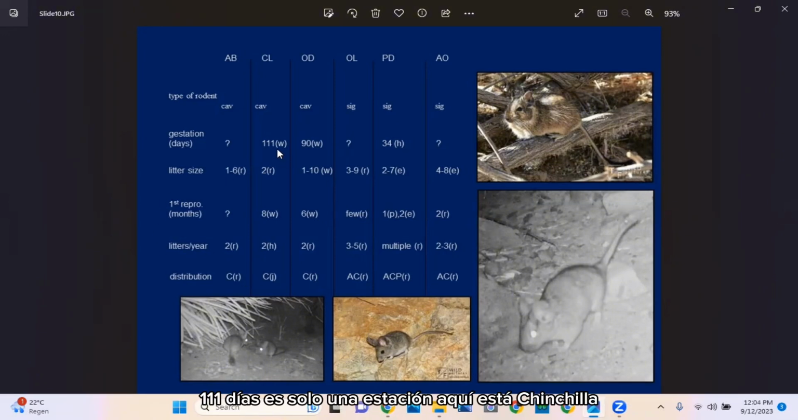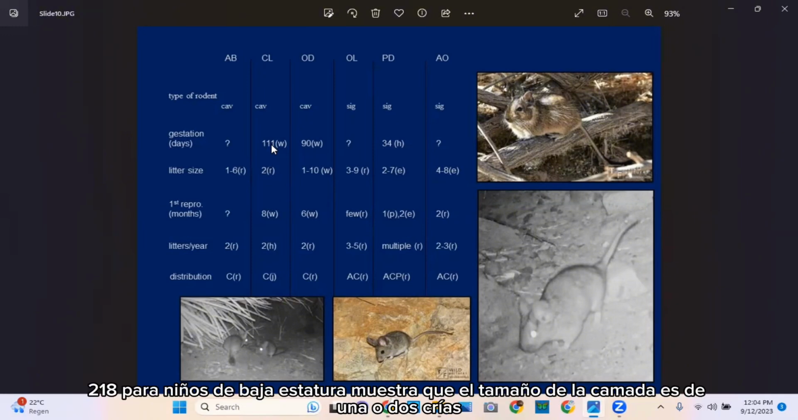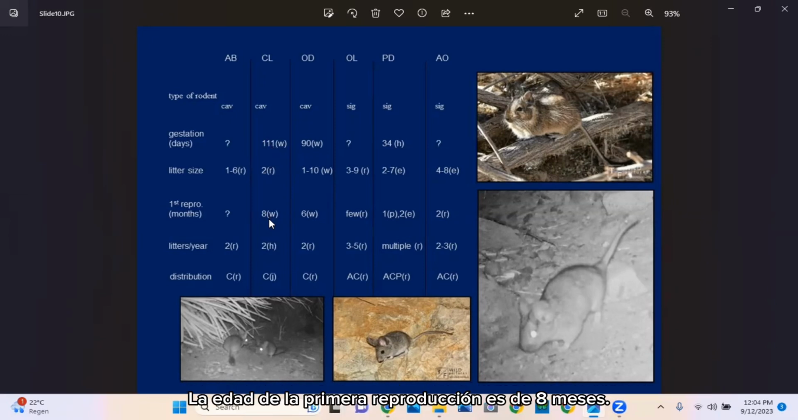111 days is gestation. Here's chinchilla. Here's what we're looking at, the type of rodents, a caviomorph gestation. The parentheses are different sources of the data. So for a long-tailed chinchilla, 111 days, it's 118 for short-tailed chinchillas. The litter size is 1 or 2 offspring. The age of first reproduction is 8 months, but they already have had 3 months gestation. So it's about a year since conception that the animal is going to be able to be reproductively active and maybe reproduce. Litters per year, they only have 1 or 2.